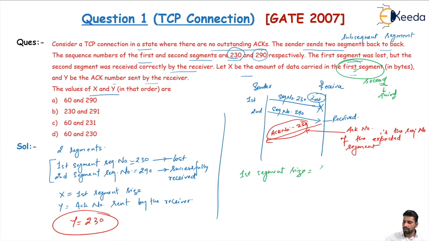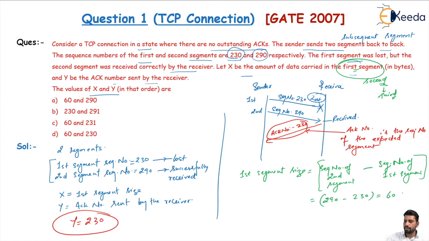We know the sequence number of the second segment minus the sequence number of the first segment, because both contain the first byte number, so we can easily calculate it. The second is 290 and the first is 230, so the first segment contains 60 bytes of data. We easily determine this with the help of the initial sequence numbers of both segments. Then the answer of x is equal to 60 bytes.